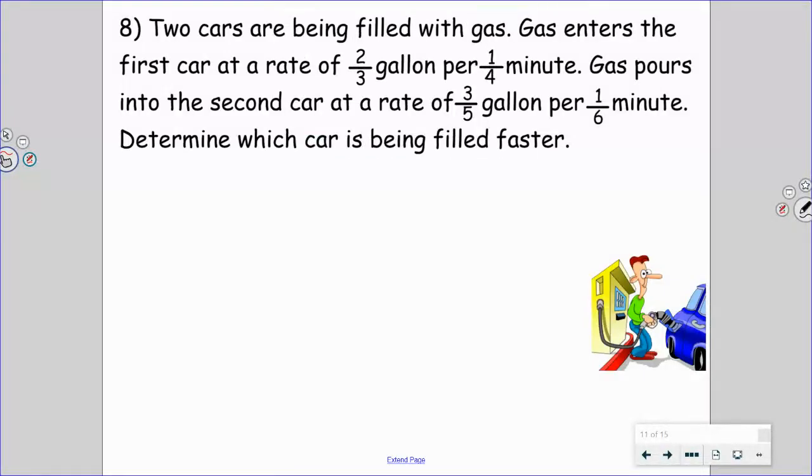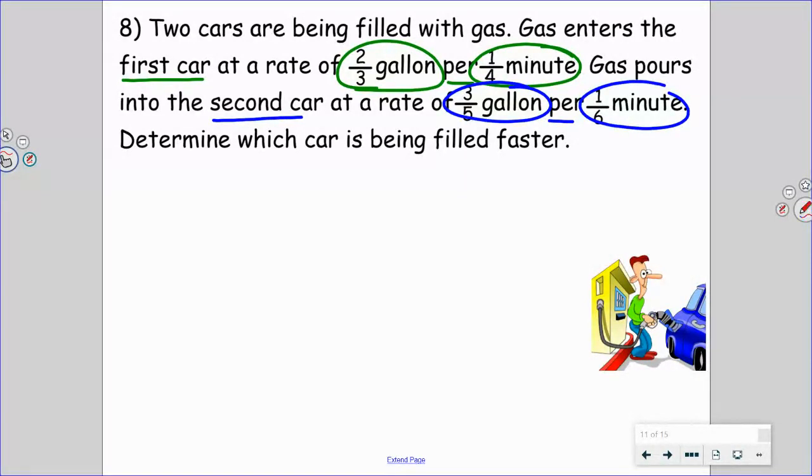Let's give it one more example and then head to your homework. 2 cars are being filled with gas. Gas enters the first car at a rate of 2/3 of a gallon per 1/4 of a minute. Meanwhile, second car, 3/5 of a gallon per 1/6 of a minute. And of course, the question, which is being filled faster?